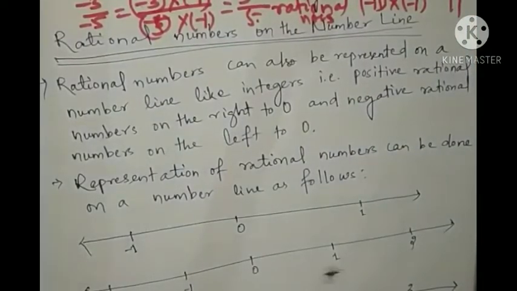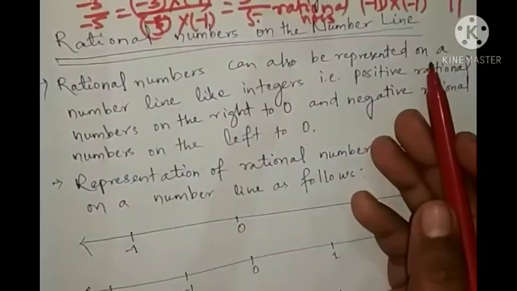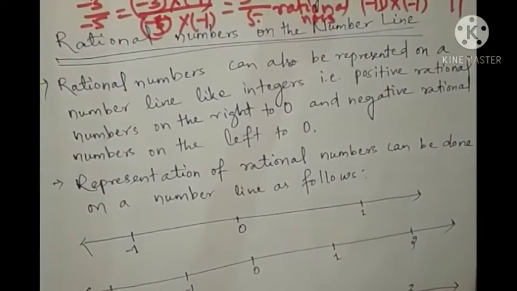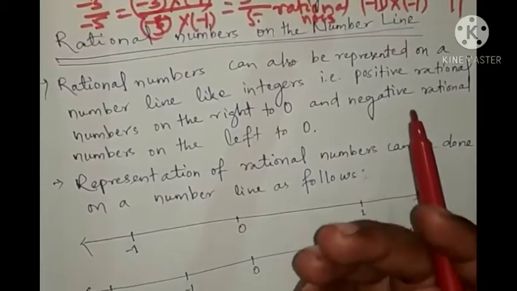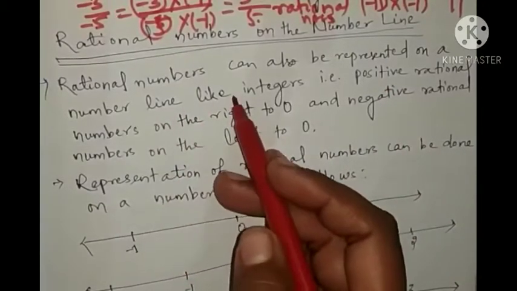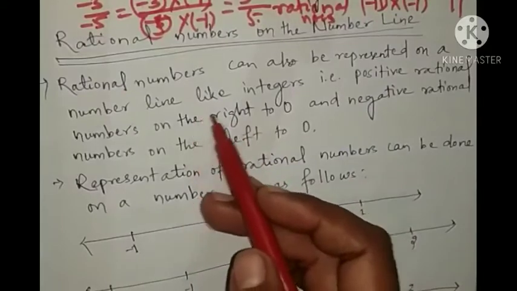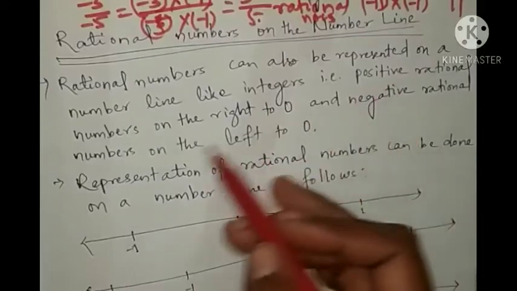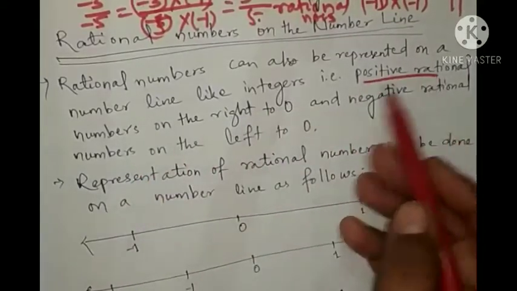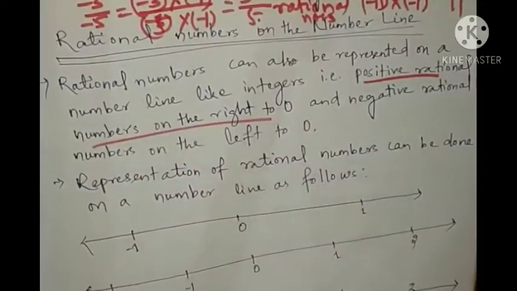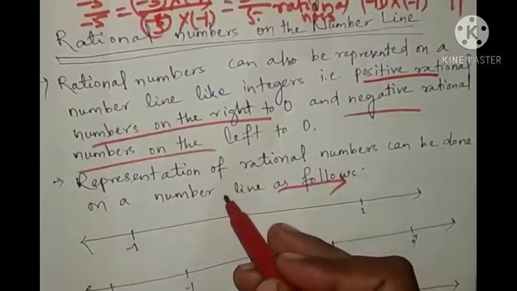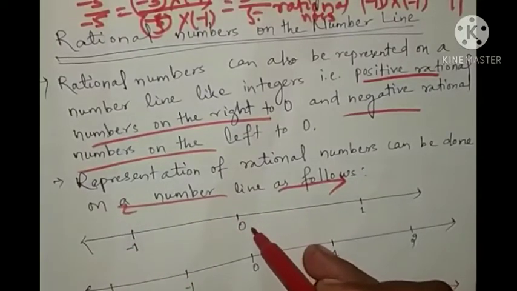Next we will see rational numbers on a number line. Like we have put integers on the number line, like that we will put the rational numbers on the number line. So rational numbers can also be represented on a number line like integers. Positive rational numbers will be on the right of the 0, and negative rational numbers on the left of the 0. So 0 is always in the middle.